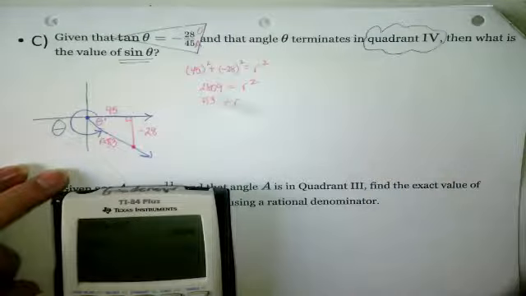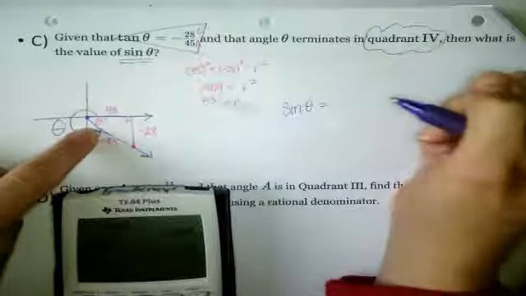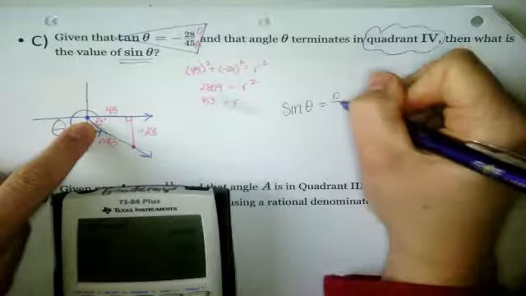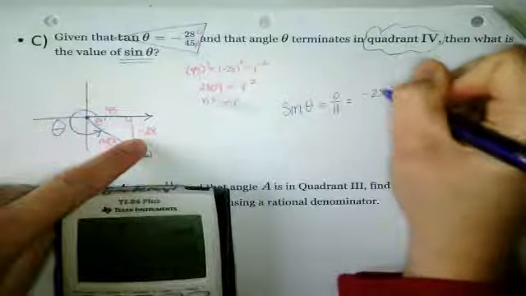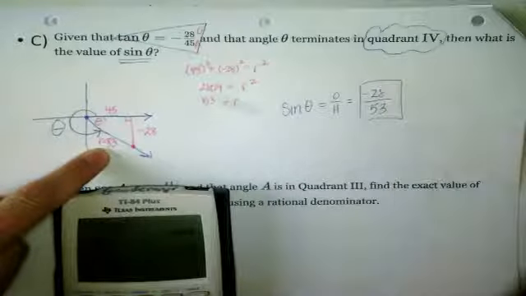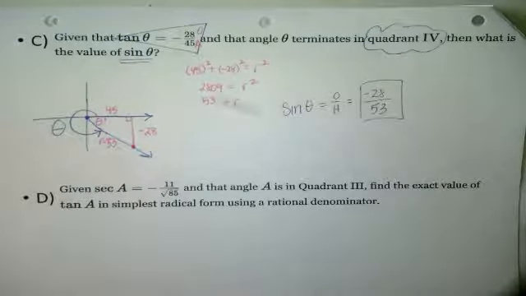All right, now that our triangle is complete, we can find the sine of our angle that we drew. Using our reference triangle, sine would be opposite over hypotenuse. So that would be opposite, negative 28, over hypotenuse of 53.